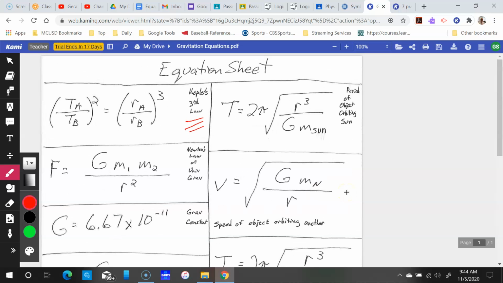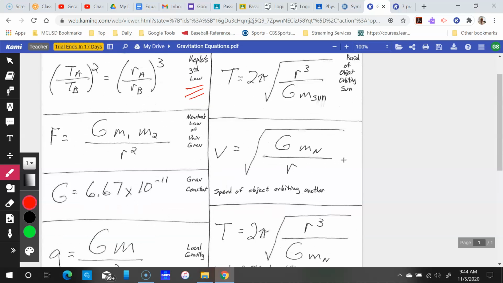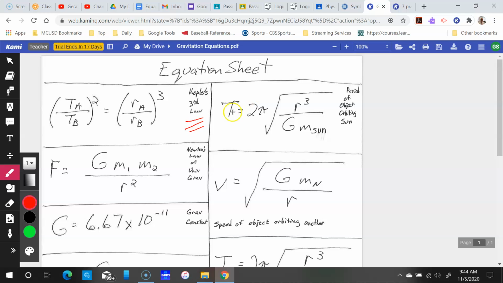And then in your 7.2 question set, I had you write out and explain these 2 equations, which you're looking at the period of an object and the velocity of an object, and I'll explain the differences here. So up here, if you're looking for the period or the time it takes an object to orbit the sun, this is the equation you use. So again, 2 pi times the square root of the radius cubed all over big G, and then the mass of the sun.